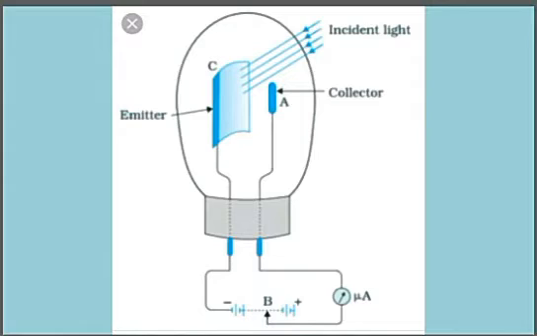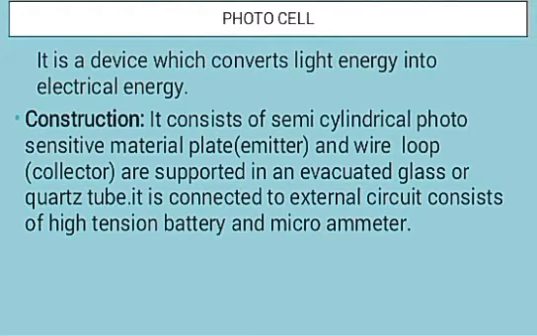In the diagram we can observe the photocell consists of a semi-cylindrical photosensitive material plate C called the emitter and a wire loop A called the collector, supported in an evacuated glass or quartz tube. It is connected to an external circuit consisting of a high tension battery and a microammeter. Here the microammeter is to measure the photocurrent.